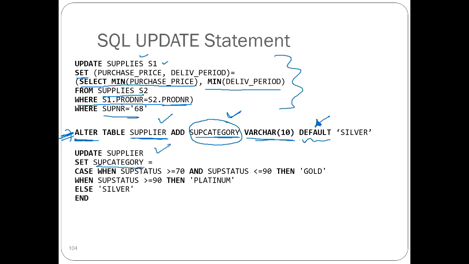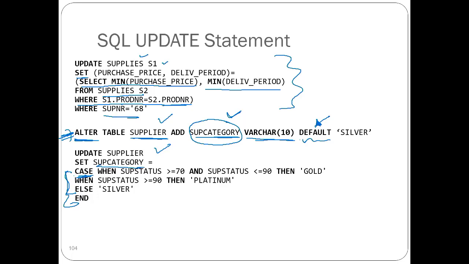This is a very interesting query. Set supplier category is equal to case. So this is an interesting part of the query where we are doing something very similar to an if else statement, right? If you have done some programming in Java or Python, you would understand what I am saying. If and else statement. So now if and else statements in SQL are written with the help of case, right?